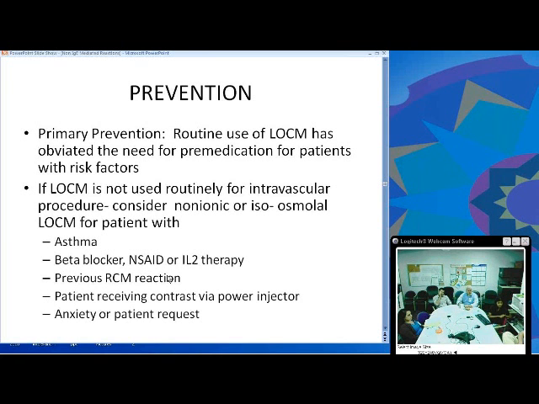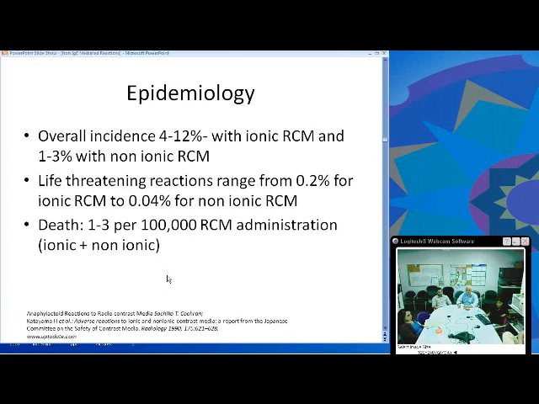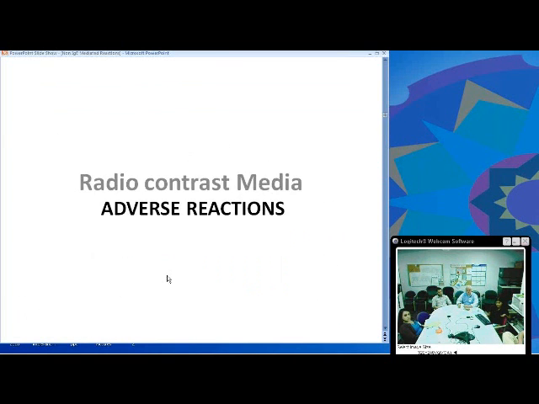So. But those people then when they get their procedure, do they have anaphylaxis? The reactions are similar to an anaphylaxis. So even with pseudoallergy, sorry, I'm going back.